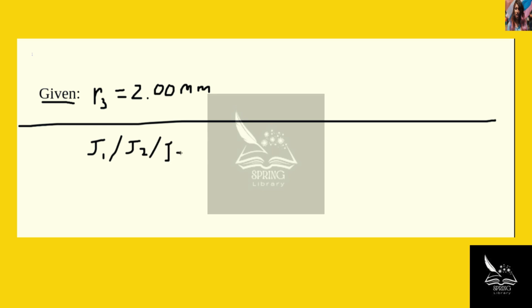And this is important here. Since the material is the same, the resistivity is the same, only the radii here are going to be different. And the radius of section 3 is 2.0 millimeters. From this information, it wants us to find the radius of section 1 and the radius of section 2.